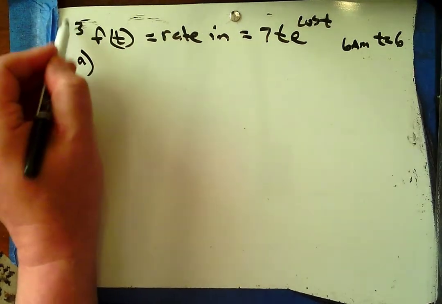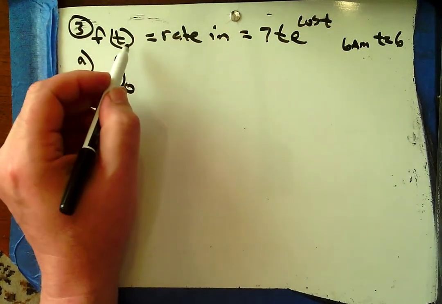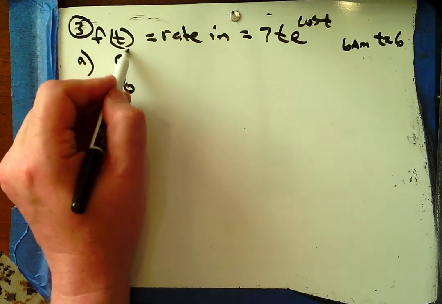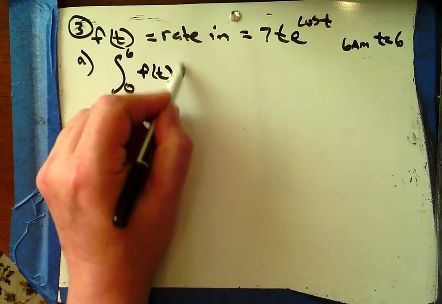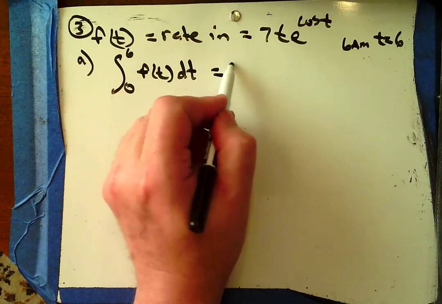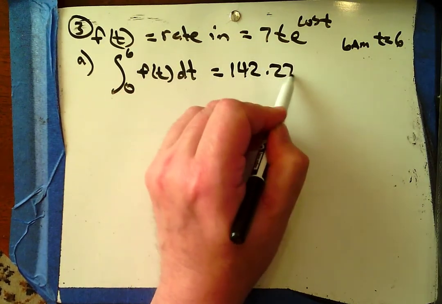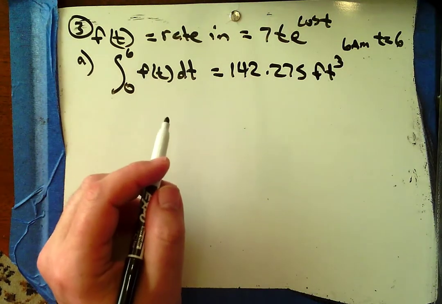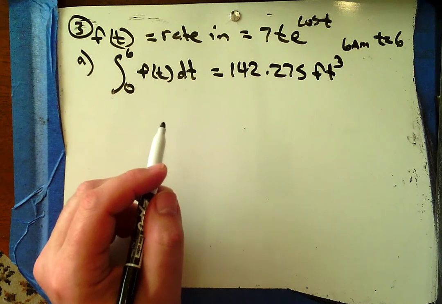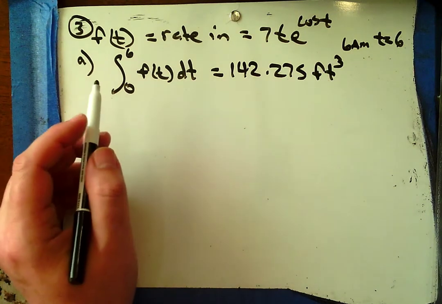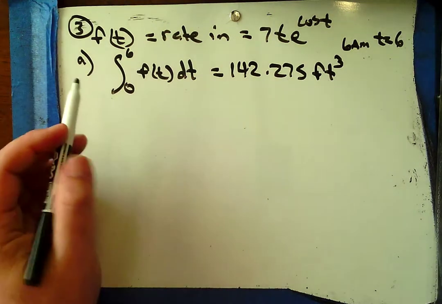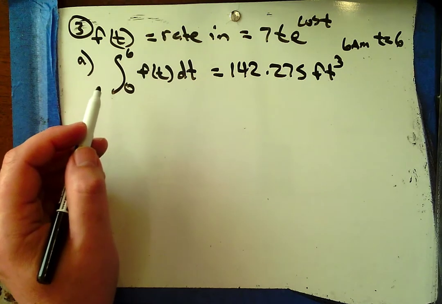So for part A on number 3, that's just the integral from 0 to 6, because we started at midnight, didn't we? Feet per hour, t measured in hours since midnight, yes. Of f of t dt. And I do this on my calculator, and I get 142.275 cubic feet. I did, in fact, meet Janet, and she said actually she did measure the amount and built the function based on the amount that she shoveled.